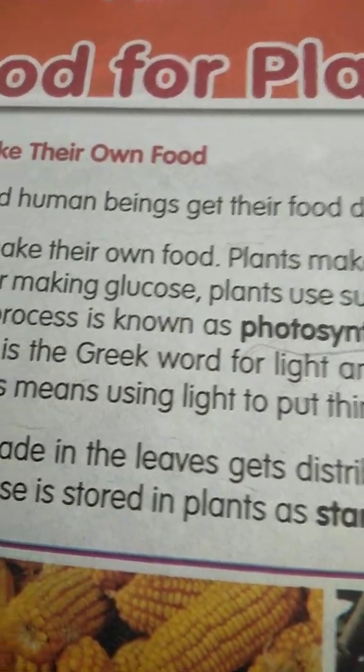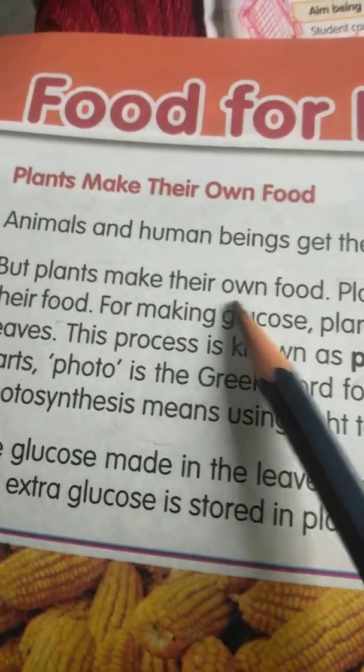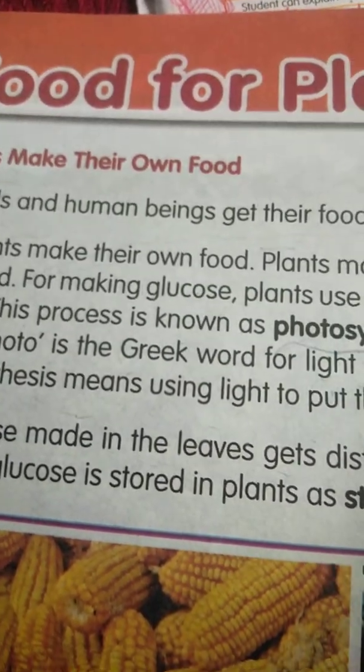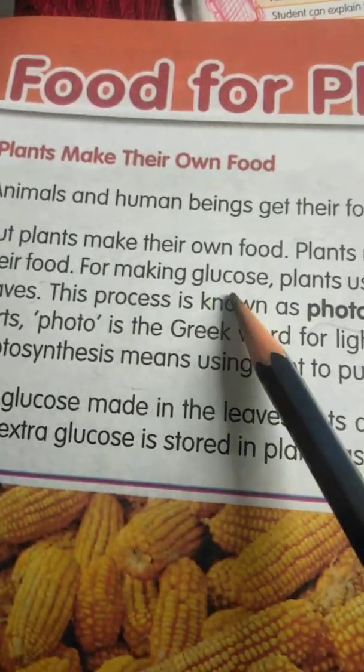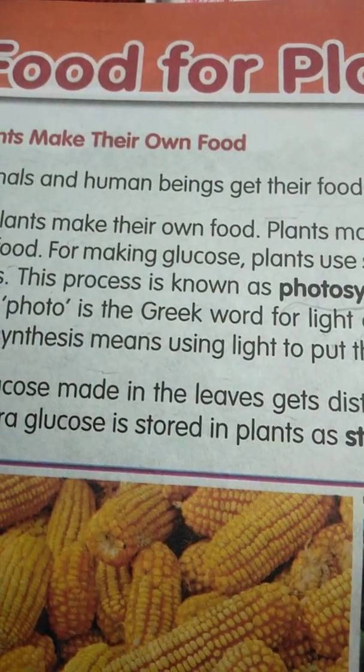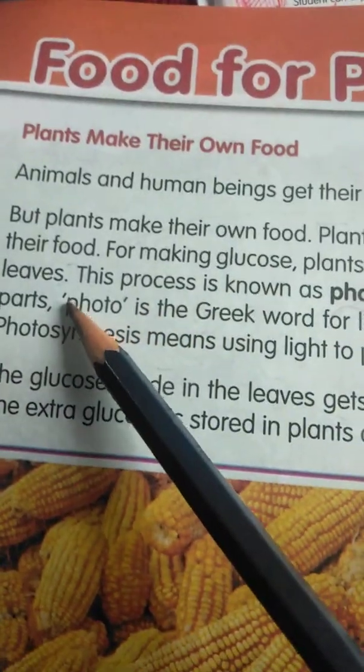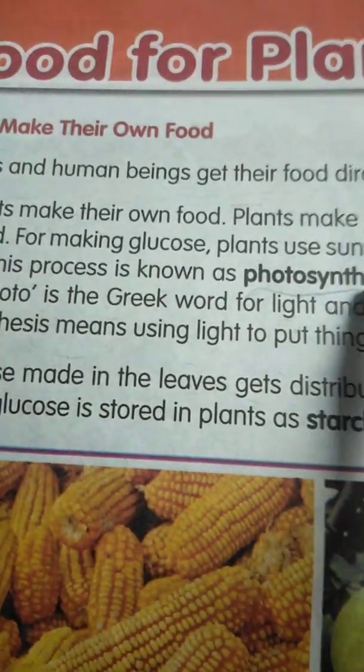Animals and human beings get their food directly or indirectly from plants. But plants make their own food. Plants make glucose, which is a kind of sugar, as their food. For making glucose, plants use sunlight and the green chemicals in the leaves. This process is known as photosynthesis.